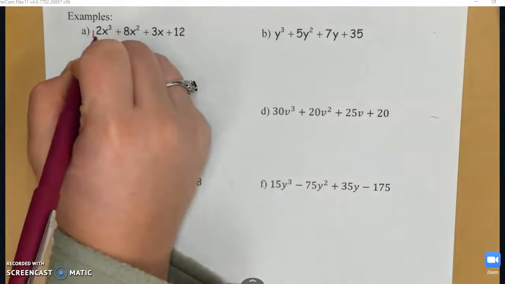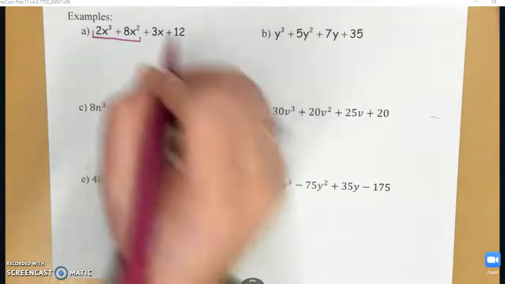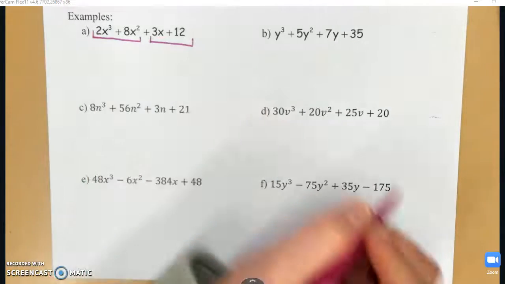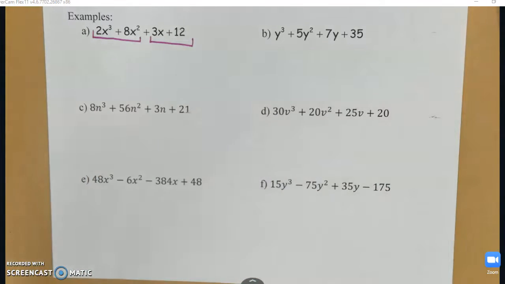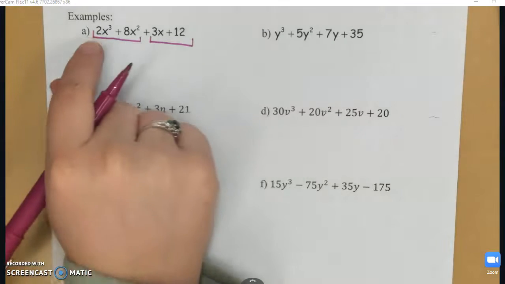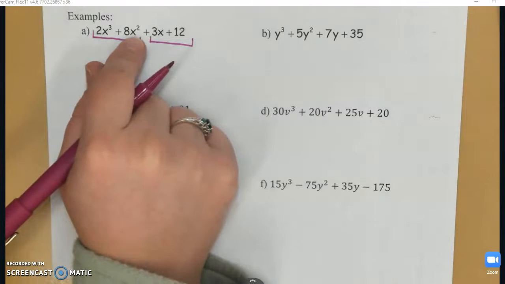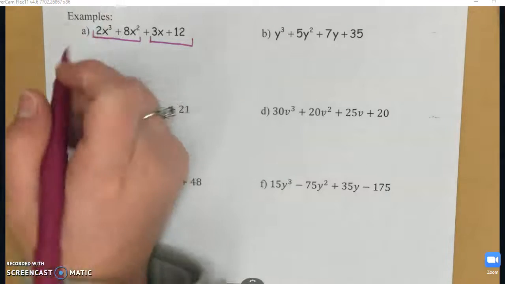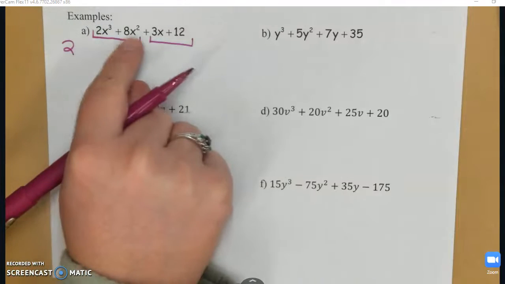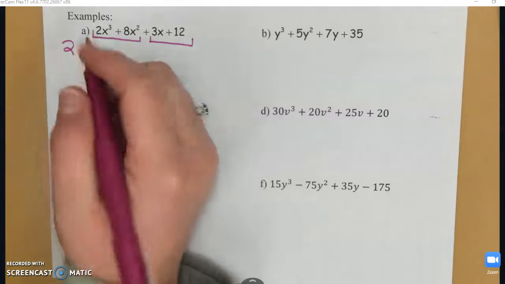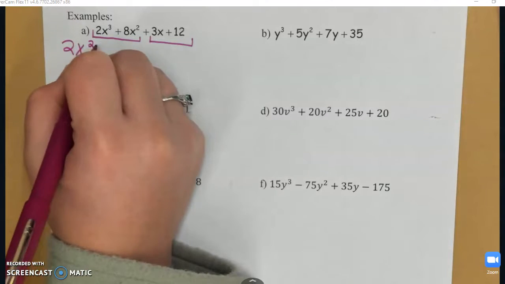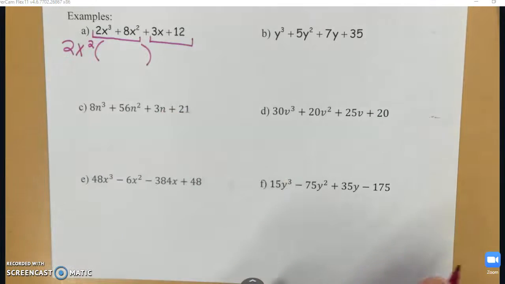So on this example A, I'm going to group my first 2 terms together, and then I'm going to group my second 2 terms together. And from each of these groups, I'm going to factor out the GCF. So let's look between 2x cubed and 8x squared. With my coefficients, my greatest common factor is 2. And with my shared variable, my lowest power is x squared.